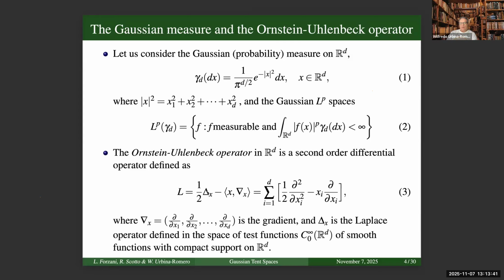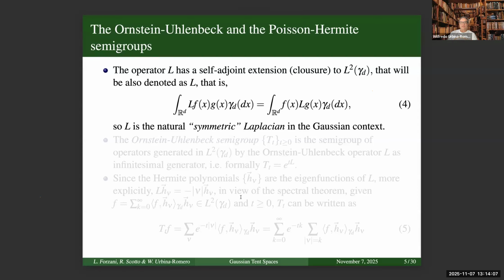So what is the important operator in this case? When you are working with the Lebesgue measure, the Laplace operator is formally self-adjoint in L2. Well, in this case, the Ornstein-Uhlenbeck operator is self-adjoint in L2 of the gamma measure, or if you prefer, an extension of this operator. So this is the natural symmetric Laplacian in the Gaussian context.